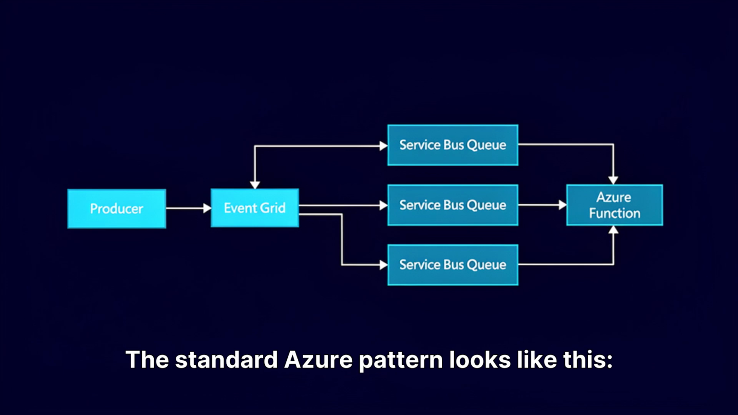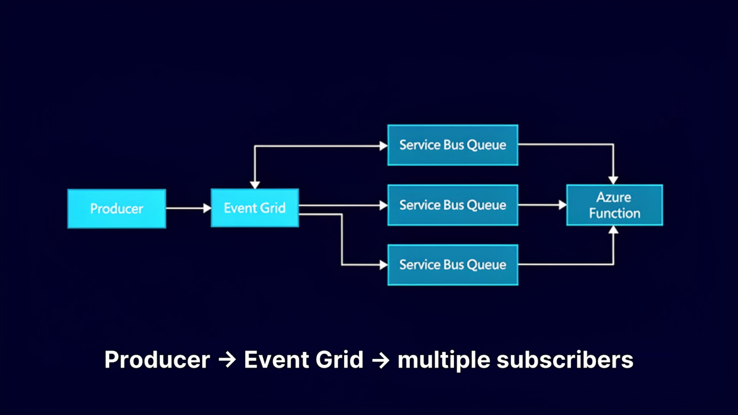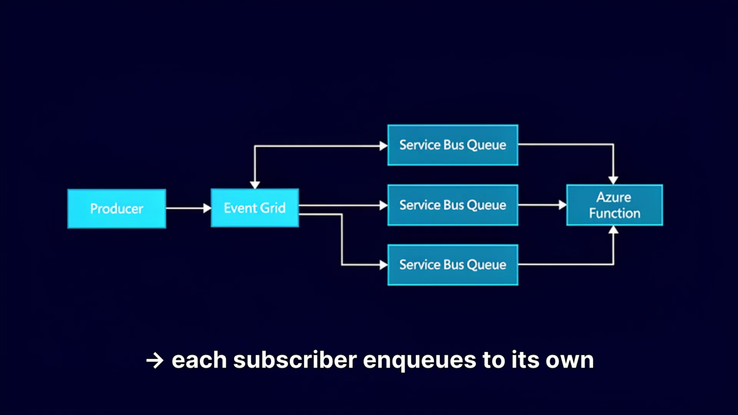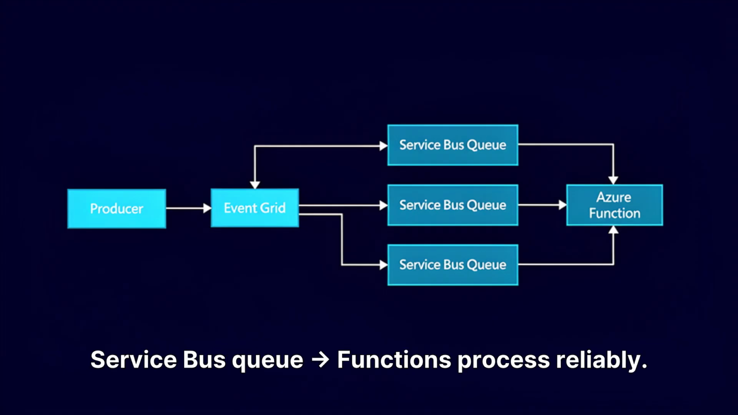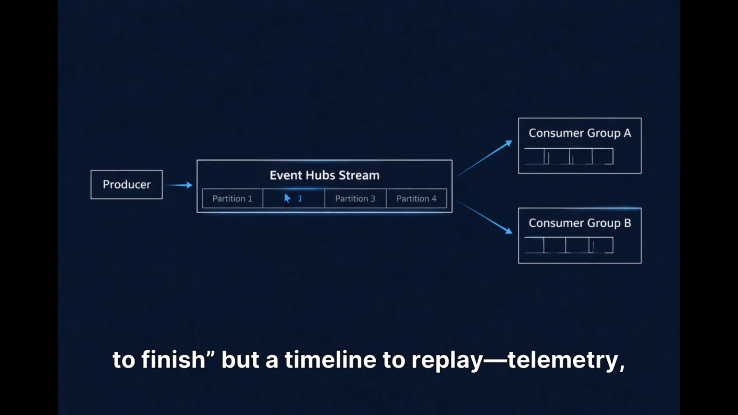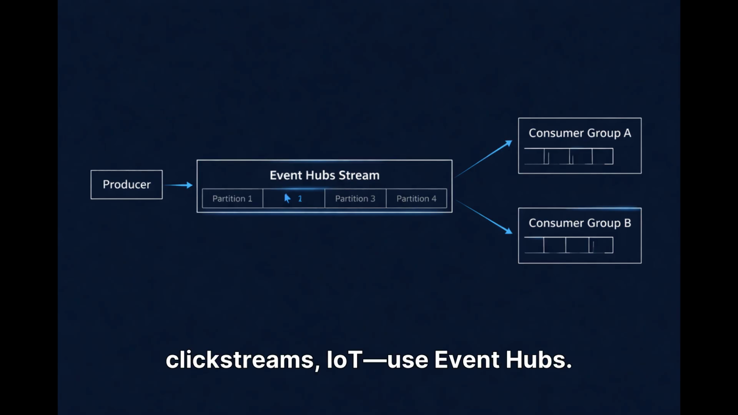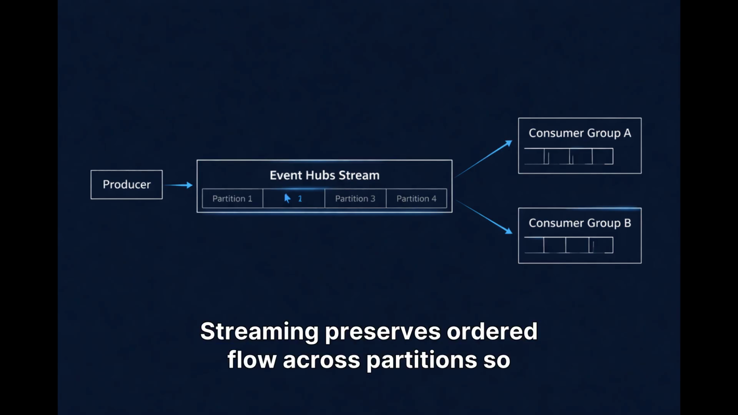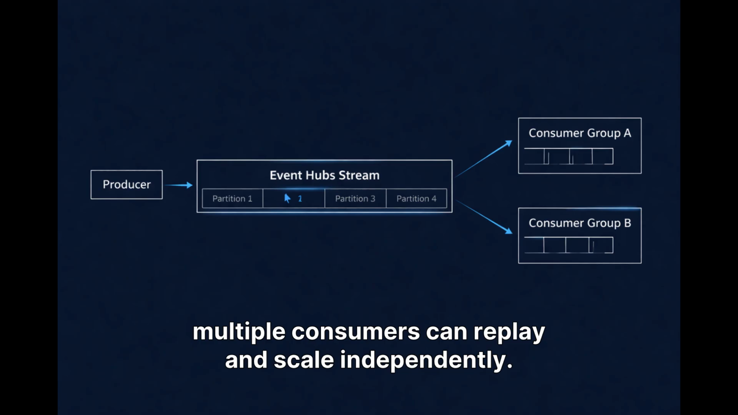The standard Azure pattern looks like this: producer, Event Grid, multiple subscribers. Each subscriber enqueues to its own Service Bus queue. Functions process reliably. Broadcast first. Responsibility second. When your problem is not a job to finish, but a timeline to replay, telemetry, clickstreams, IoT, use Event Hubs. Streaming preserves ordered flow across partitions, so multiple consumers can replay and scale independently.